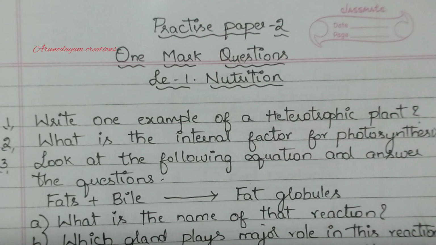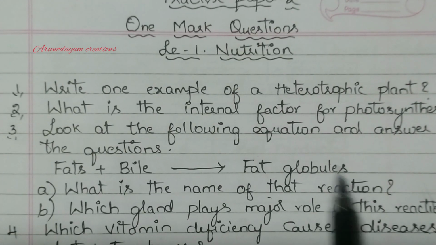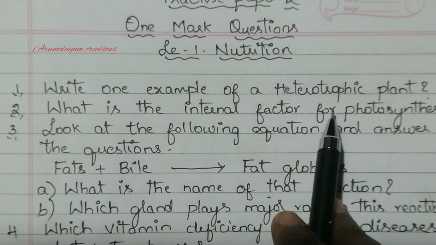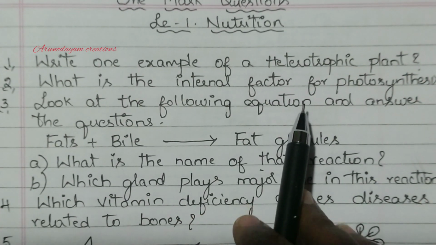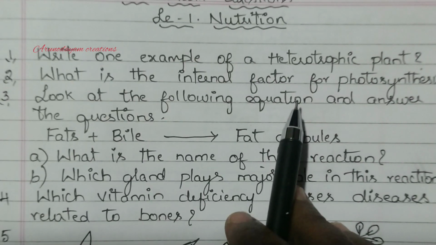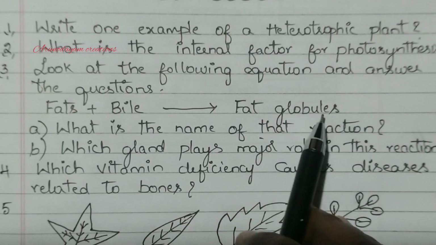Let us know answers for practice paper 2 on 1 mark questions from nutrition lesson. First, write one example of a heterotrophic plant: cuscuta or dodder plant. Second, what is the internal factor for photosynthesis? Chlorophyll.